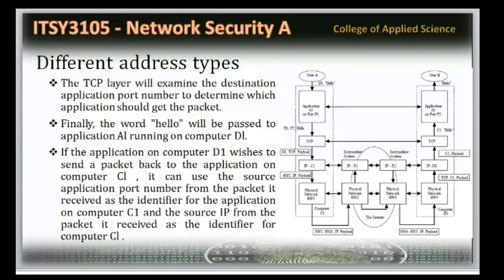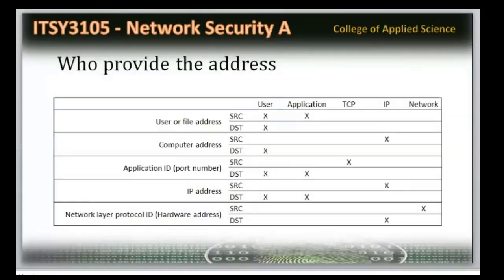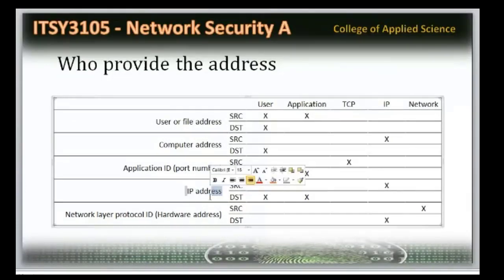Now, the next one you can see is who provides the address. Who provides the address? There is a small comparison given here. Now, I'm going for the IP address. If you take the IP address, you can see the source and destination. For the source and the destination, you need the IP address.